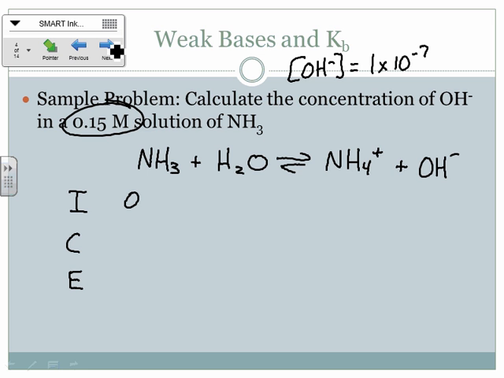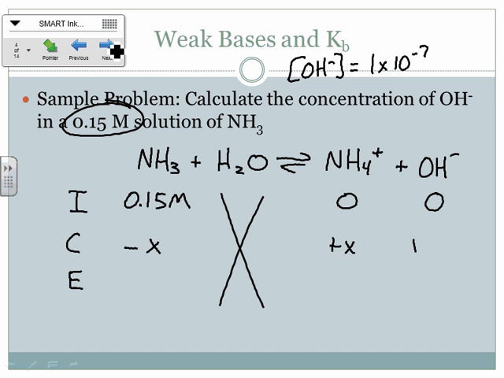And we're starting with a 0.15 molar solution of the NH3. And again, we've got none of these to begin with, we can assume, because the reaction really hasn't started yet. Okay. Now, I don't care about water because it's not in my equilibrium expression, right? So, again, this starts to look very familiar, right? We're just going to do our typical negative x plus x thing here. 0.15 minus x, x, and x. Okay.